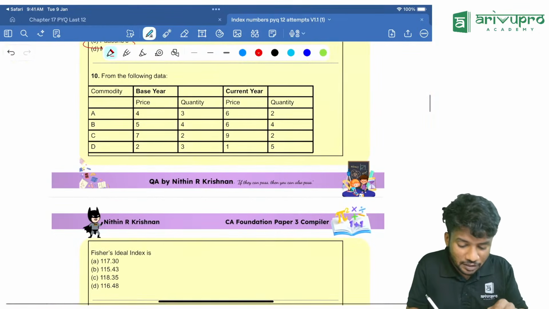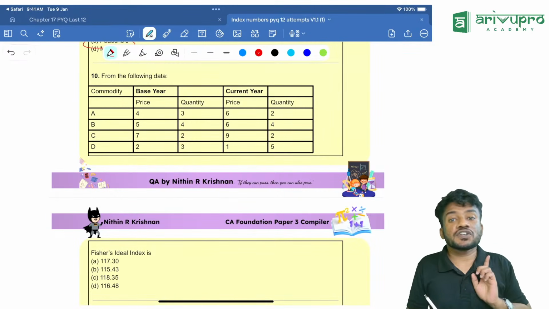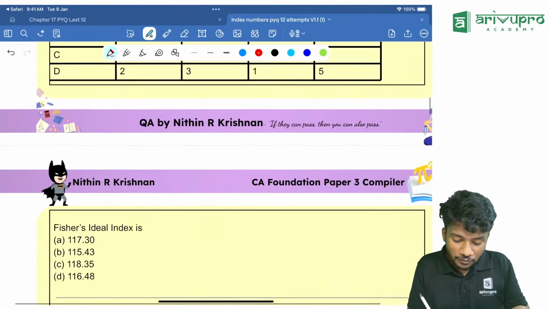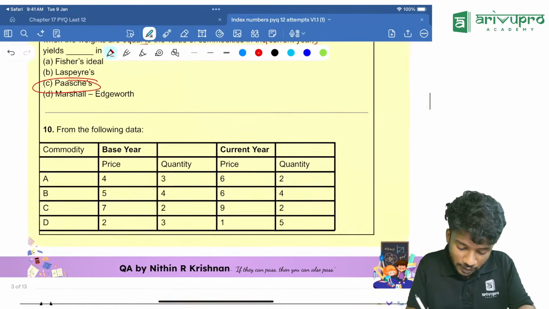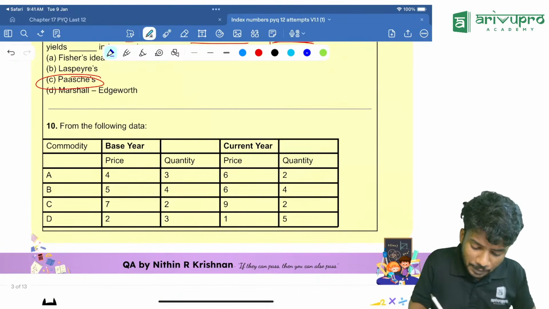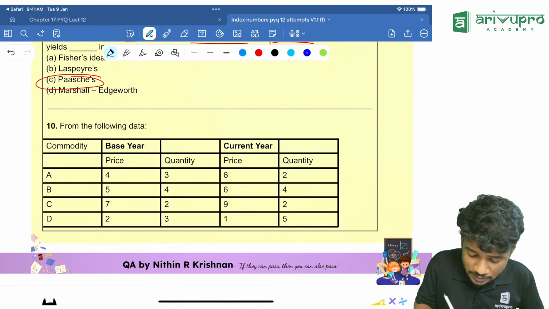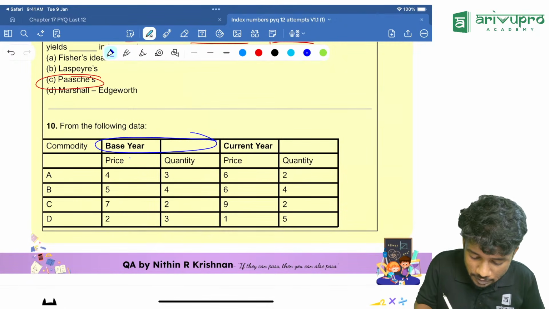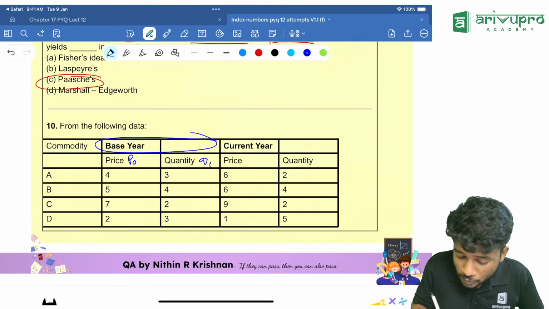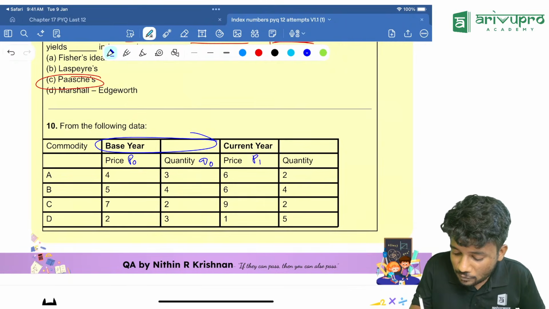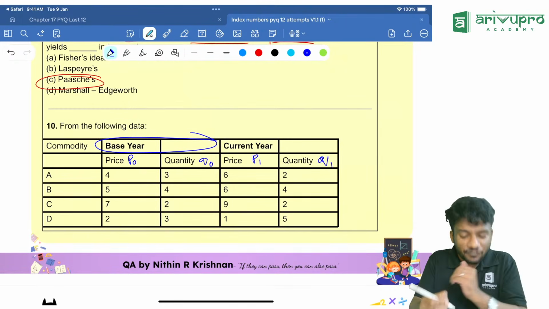Next question, we need to find the value of what? Fisher's index number. We know the formula for Fisher's index number. First of all, I'll write it over here itself. So people, base year is given. That means this entire thing is base year. This is P0. This is Q0. This is current year. That means P1. This is Q1. Everything is given.